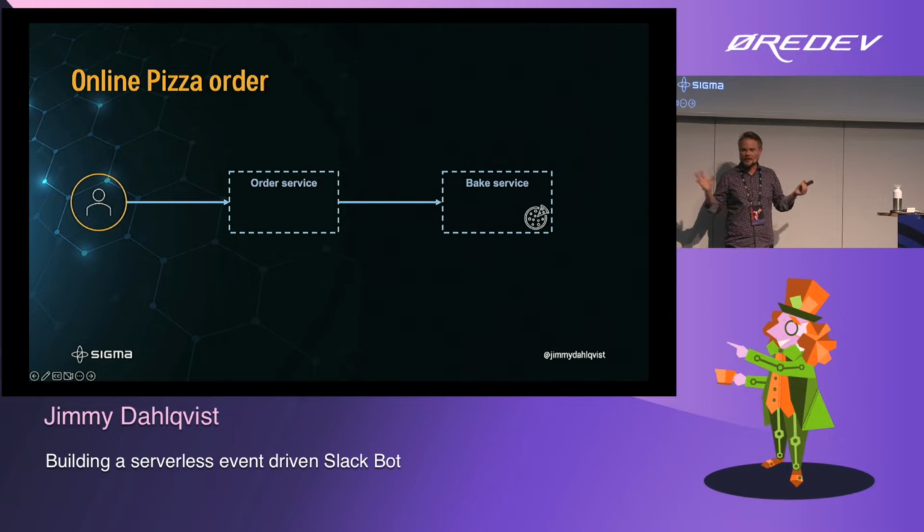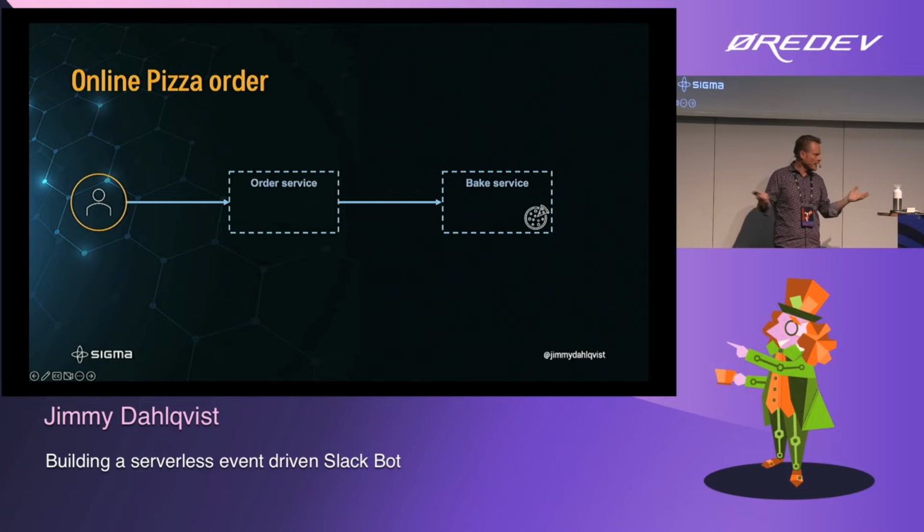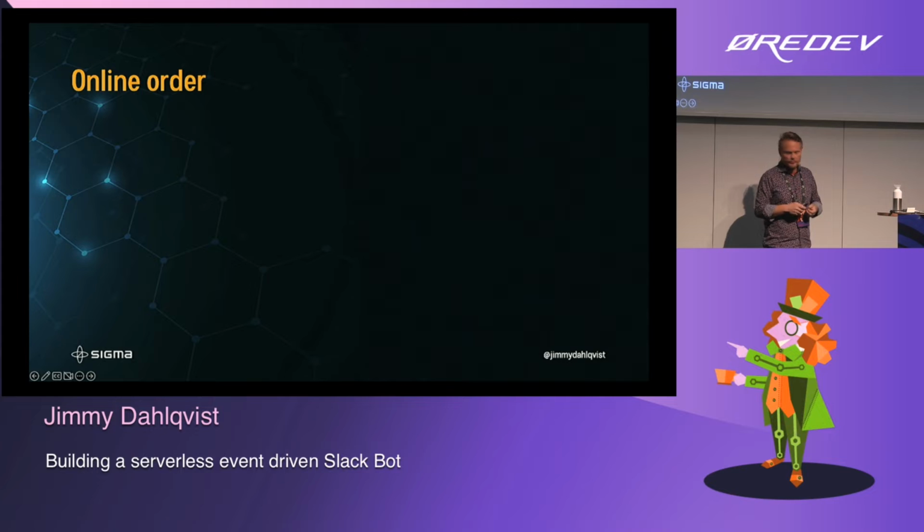So they started to build up some new microservices. The user here places an order into our order service online that is picked up by the baking service, the brothers, that creates the pizza, and then you come and pick it up and pay. Quite straightforward, works perfectly.